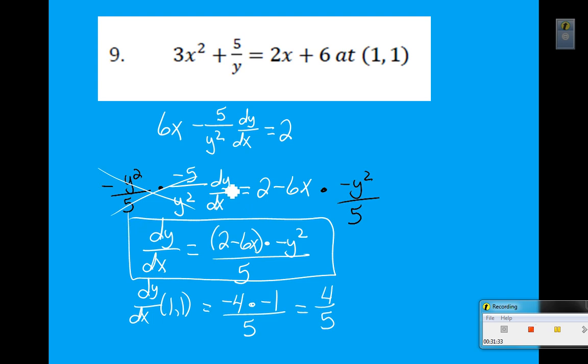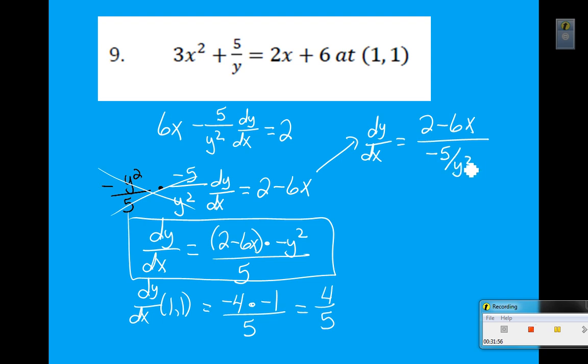The slope becomes 4/5. But this is the main part. If a fraction shows up, we got to get rid of it. Now let me show you on here what you can't do. You can't do what we did when there was no fraction showing up. You can't say, okay, get dy dx by itself. It's going to be 2 minus 6x over negative 5 over y squared. If there's a number involved, you might get the right slope, but you can't leave a fraction within a fraction. You would have to simplify that. So just get rid of that right off the bat.